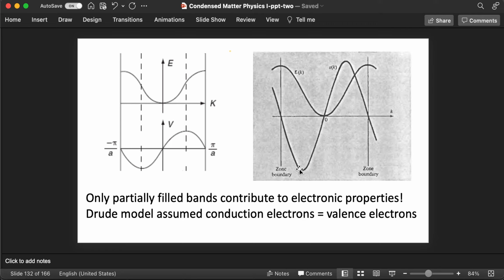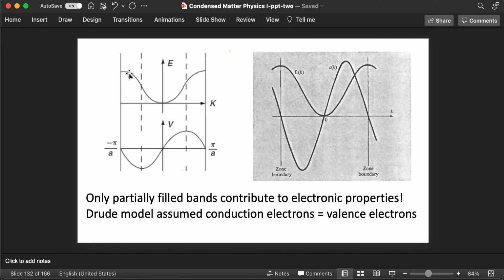Now, if I have a partially filled band, that is, if in this energy band I have only states up to this point filled, so from here to there only filled, and there are small empty states here and here, then there will be a net current in the presence of a thermal gradient or an electric field. So only partially filled bands contribute to electronic properties. Fully filled bands are inert. You don't need to consider fully filled bands at all.